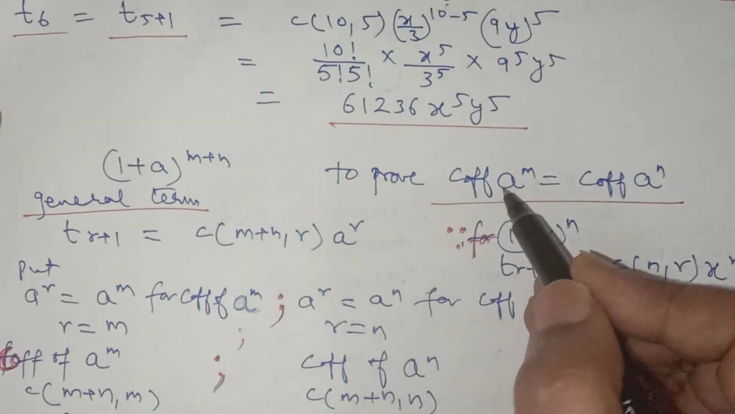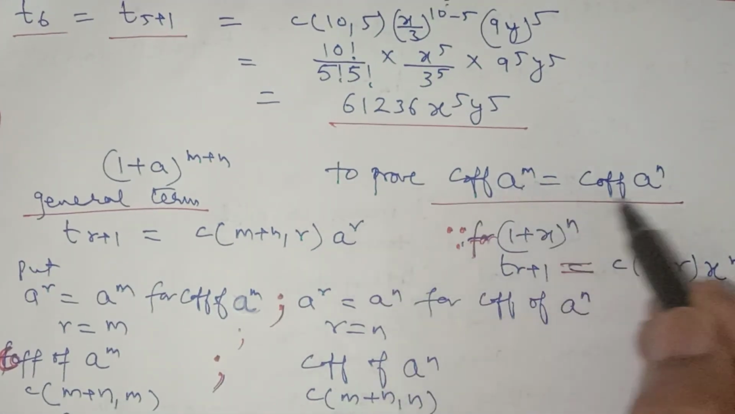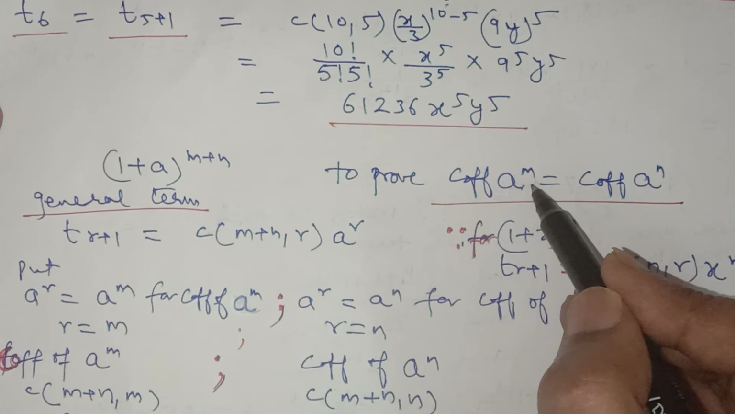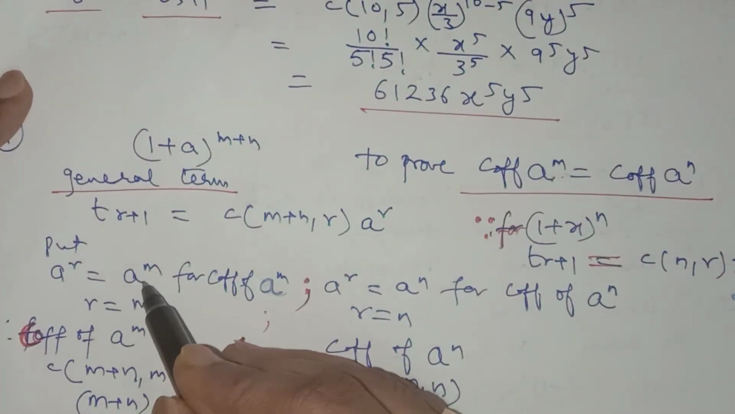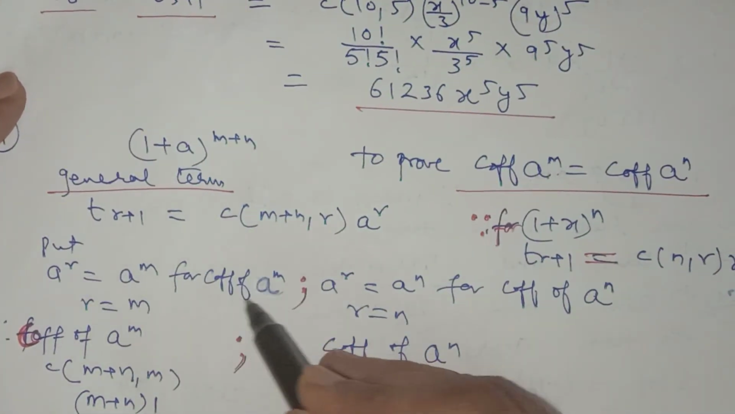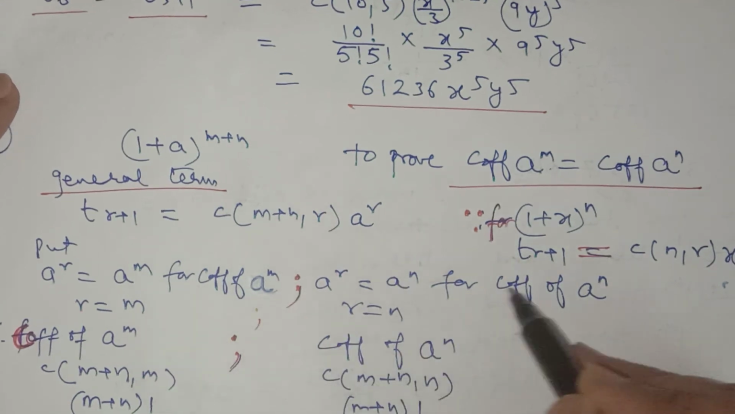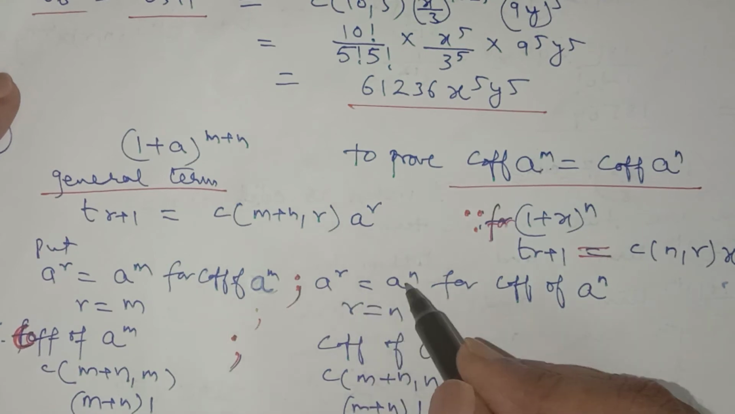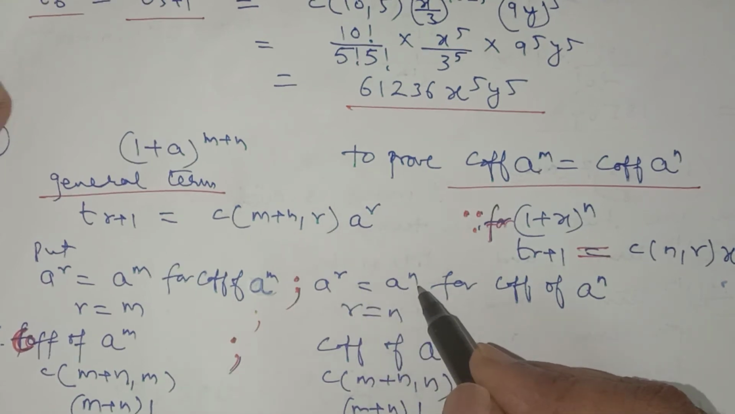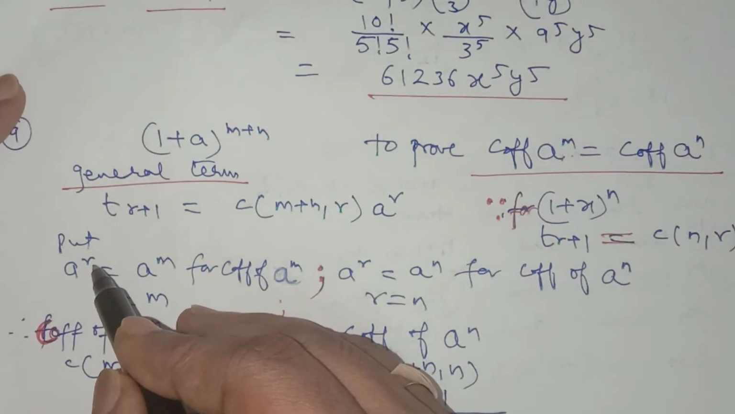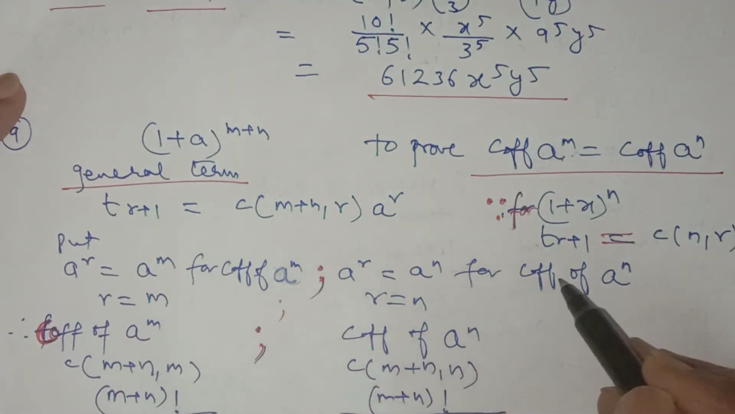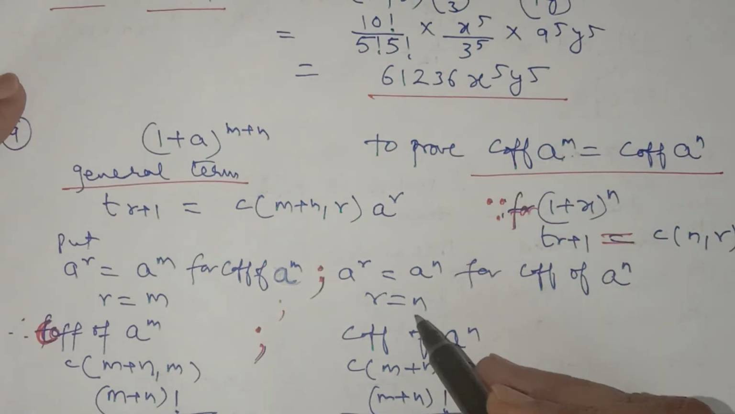Now what you have to obtain? You have to obtain the coefficient of a raised to power m and a raised to power n. The coefficient of a raised to power m will be when a raised to power r is equal to a raised to power m. So first of all, put a raised to power r equal to a raised to power m for the coefficient of a raised to power m, and for the coefficient of a raised to power n, put a raised to power r equal to a raised to power n to get the value of r. So for the coefficient of a raised to power m, r will be equal to m. For the coefficient of a raised to power n, r will be equal to n.